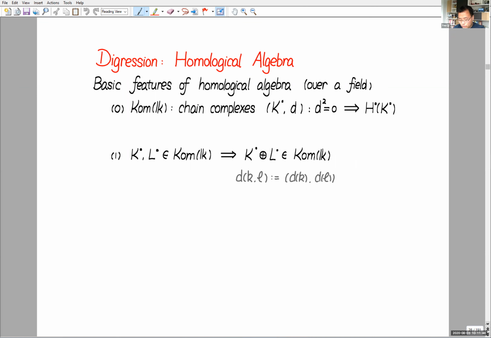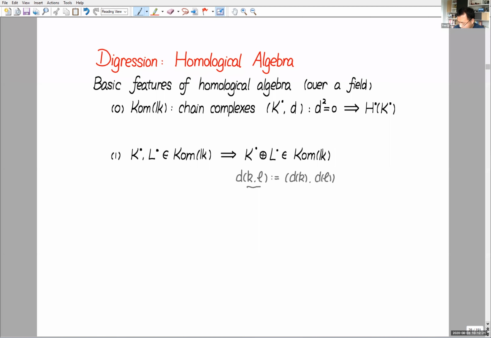So what can you do with chain complexes over a field? It's very easy to see that if you have two chain complexes over this ground field, you can take their direct sum, and it's still a chain complex. If you have two elements, let's say lowercase k and l, homogeneous elements, you take their differential, it's just the component-wise differential dk and dl. Of course it satisfies that D squared is still zero because it's acting component-wise.